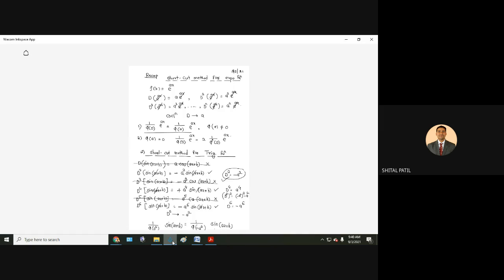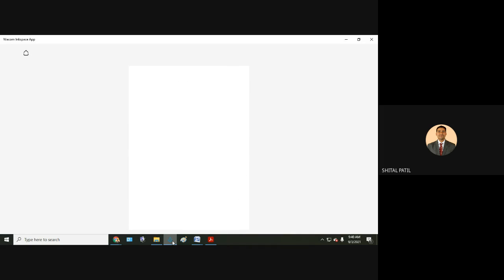First formula. I have to change the page. First formula. So 1 upon phi of D square operated on sine of ax plus b is equal to 1 upon phi of minus a square.